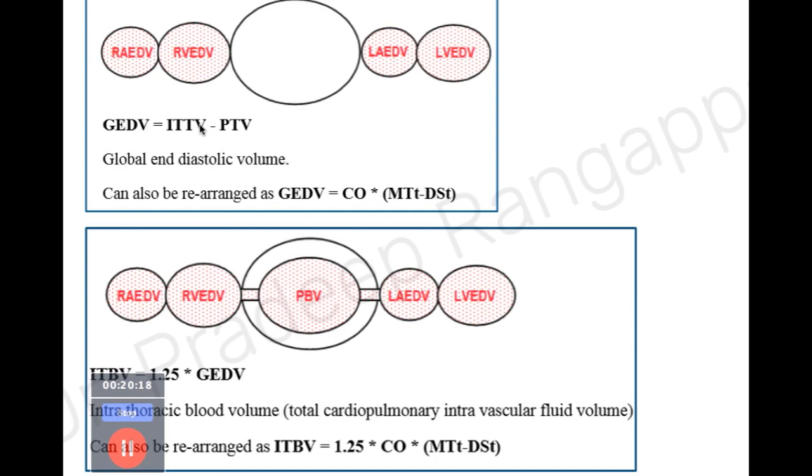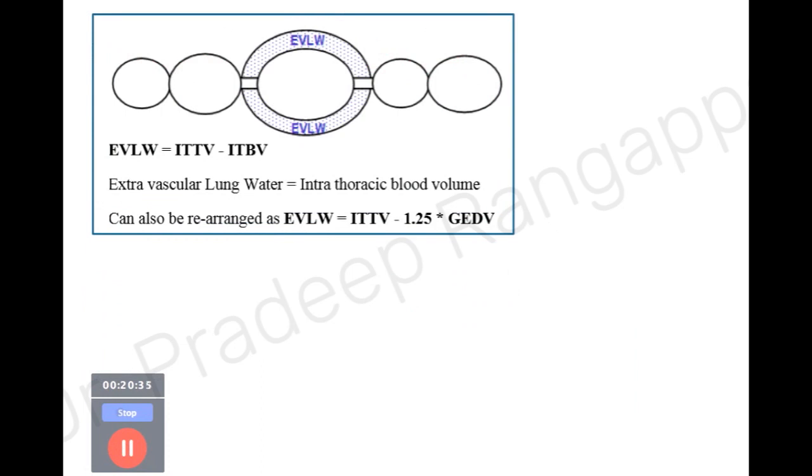So global end diastolic volume is intrathoracic thermal volume, which is the addition of all this, minus pulmonary. The blank one you see is the pulmonary thermal volume. So intrathoracic blood volume is 1.25 times global end diastolic volume. These are all the derived variables that you get from this PICO. You don't need to remember them, but what you need to remember is the principle of how different compartments of preload and afterload are derived from this.